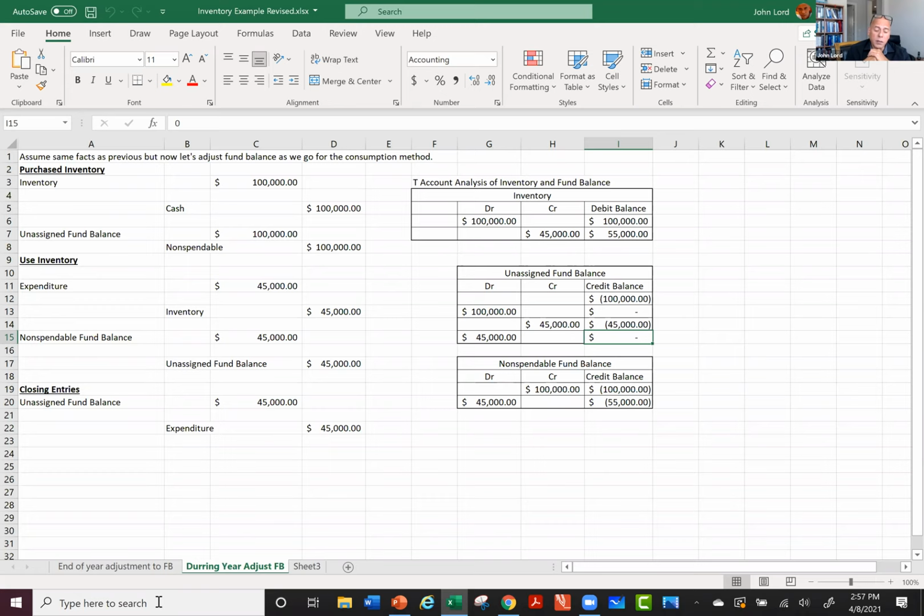governmental funds, okay? Because for the government wide, we would still have inventory, but at the government-wide level, they don't report unassigned versus non-spendable fund balance. So we would have to make an adjustment for the non-spendable fund balance. The inventory would still show, but on the government-wide balance sheet, there is no non-spendable category.